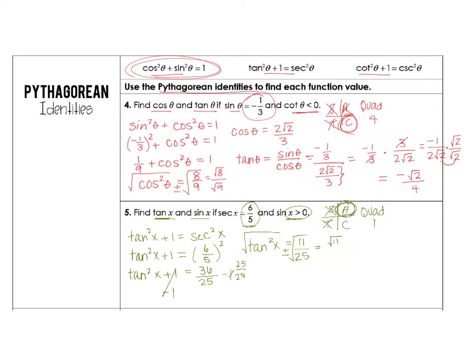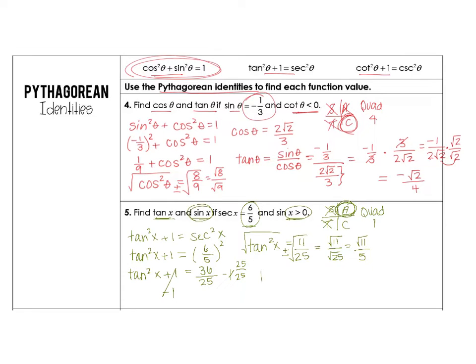And this is going to be the square root of 11 over the square root of 25, which is going to be square root of 11 over 5. So now we know what tangent is. Now we need to find sine. And so a couple of ways we can do that.